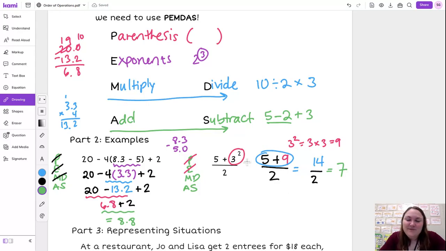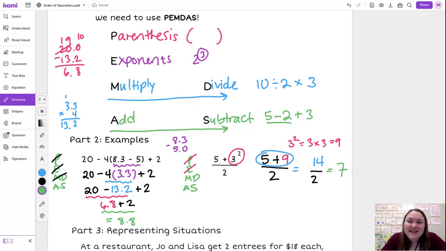So I show this example here to show you that PEMDAS is great and works for a lot of problems, but there are situations like this where you might need to do something first to help you stay in that order. Here I needed to do the addition so that I could divide. I can't divide until I do 5 plus 9.